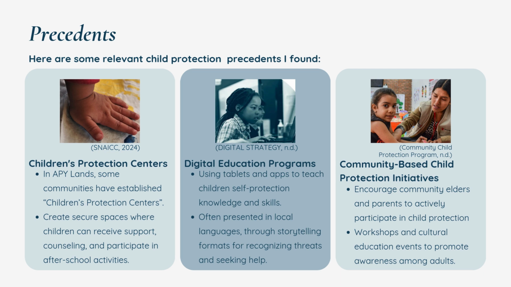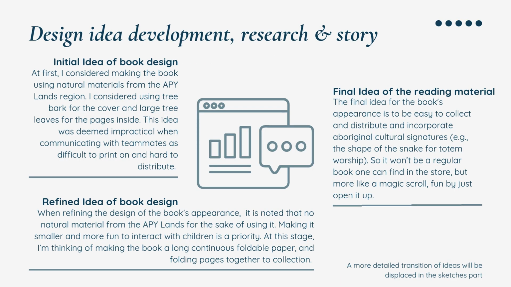So here are three precedents I found that are related to child protection in Aboriginal land. And here are my design ideas for the appearance of the book. Initially, I wanted the book to be made from natural materials from APY Lands, but it is impractical to share and distribute in this form.